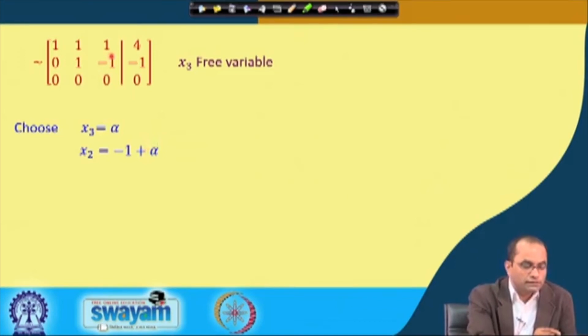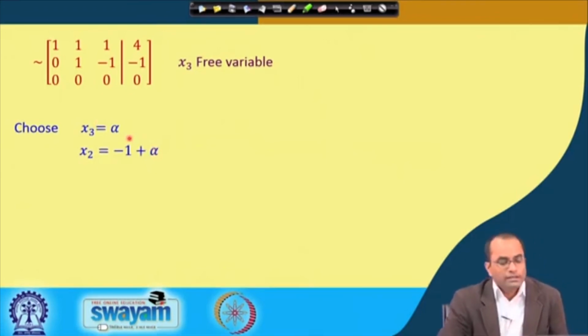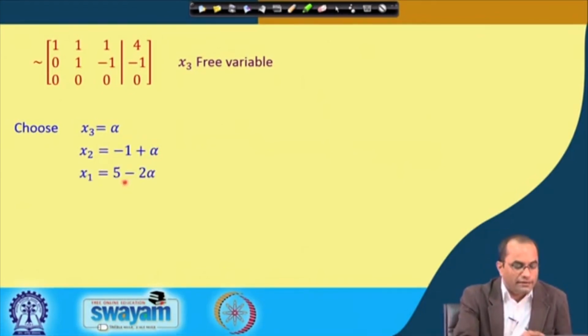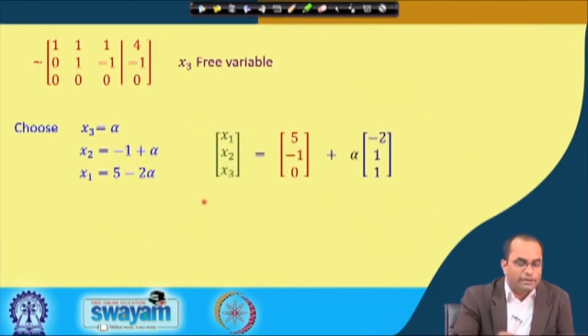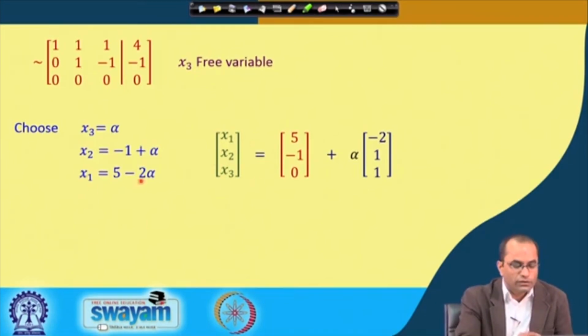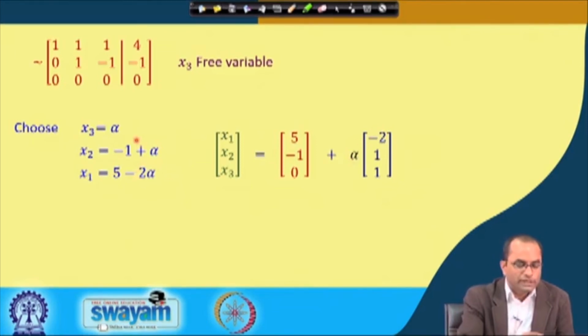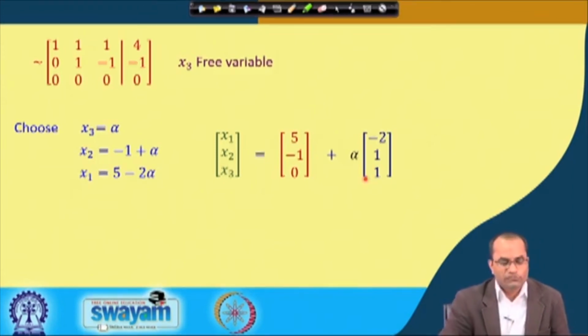So, plus alpha minus 1 and plus this x3, that is alpha. So, minus 1 plus alpha, that is our x2, and we have x1 again from equation number 1, 5 minus 2 alpha. So, which we can write down in this form, x1, x2, x3, all the constants from every component. So, x1 has 5 as constant and this minus 2 with this alpha. Here we have minus 1 and then with alpha we have 1, and from the x3 equation we have 0 as constant and this alpha with this 1.